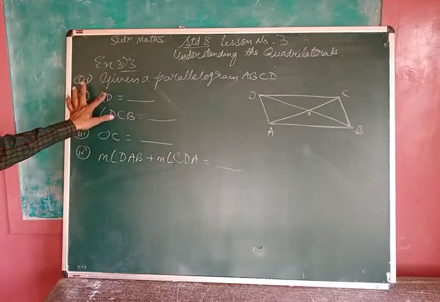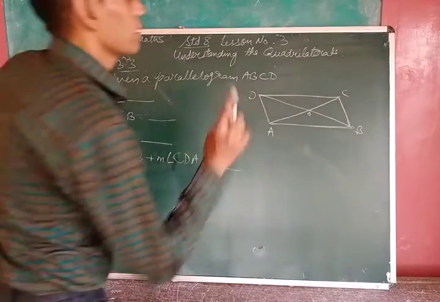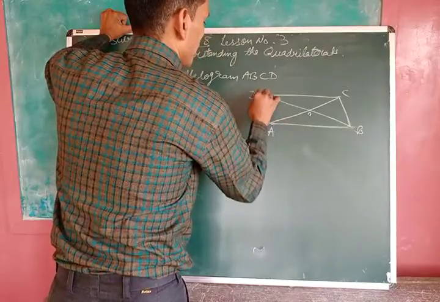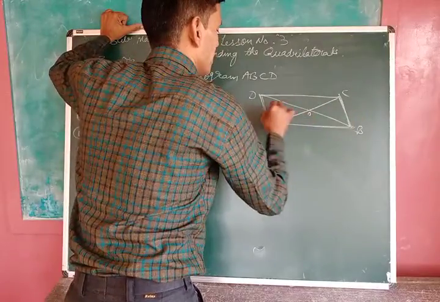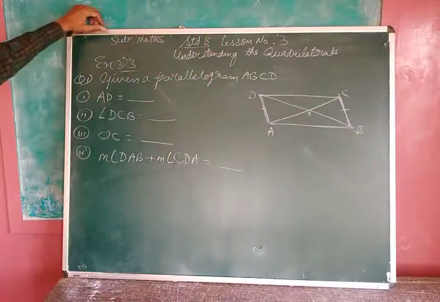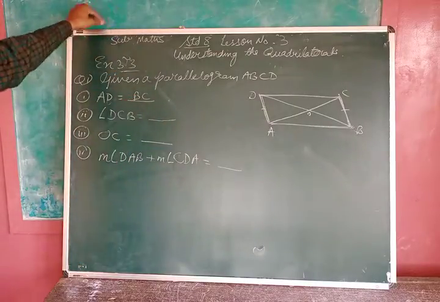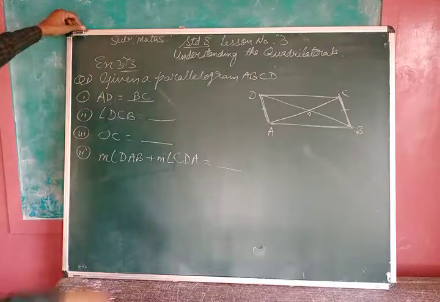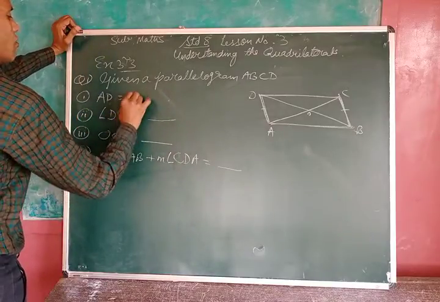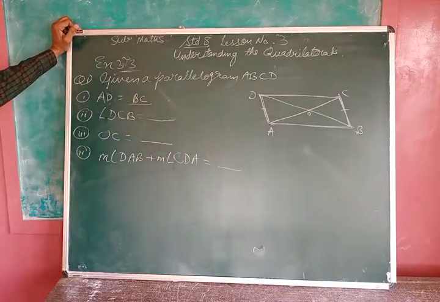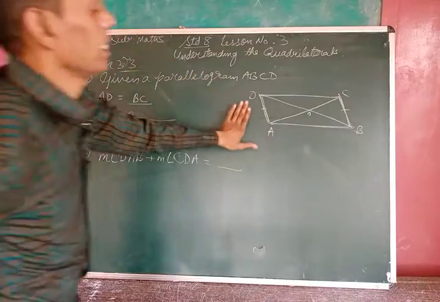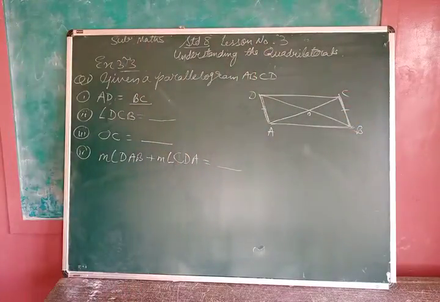Here the AD side is given. Where is AD? First of all, see, this is AD. Its opposite side is BC, this one and this one. So the opposite side is always equal. In a parallelogram, opposite sides are equal, or parallel; here equal is asked. So we will write AD equals BC. From this diagram you can get it.